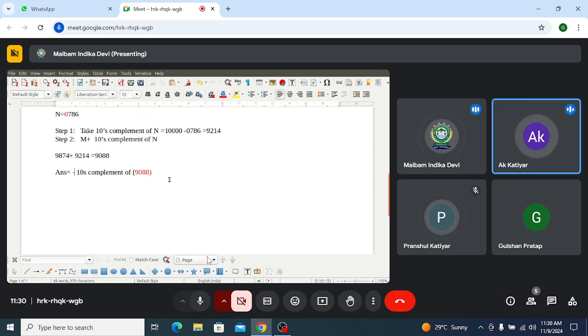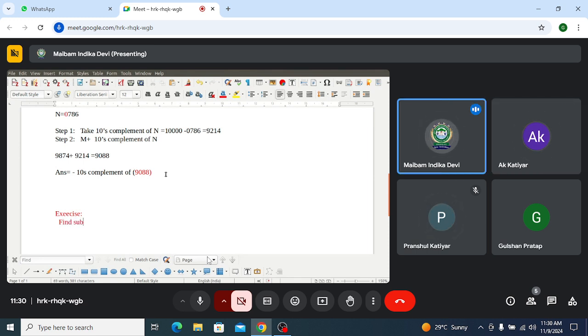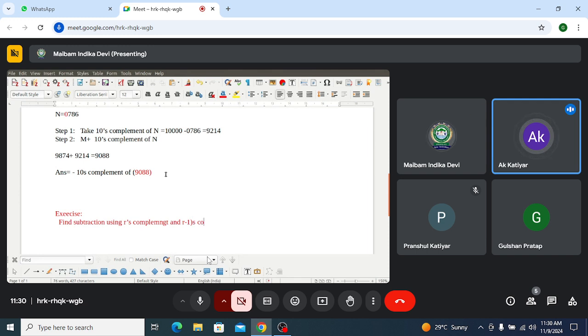So we have done all of this. I will be giving some exercise. Find subtraction using r's complement and r minus 1 complement. I will be giving questions for both binary and decimal numbers.